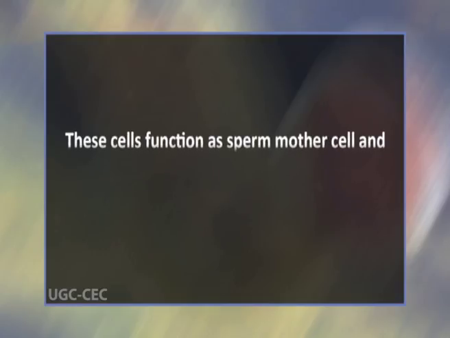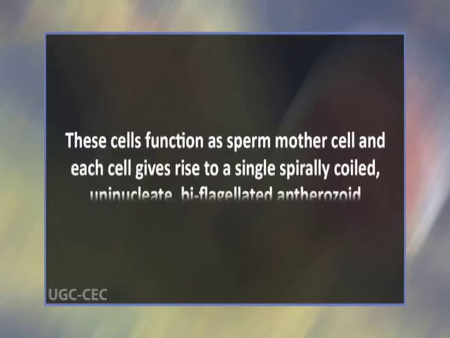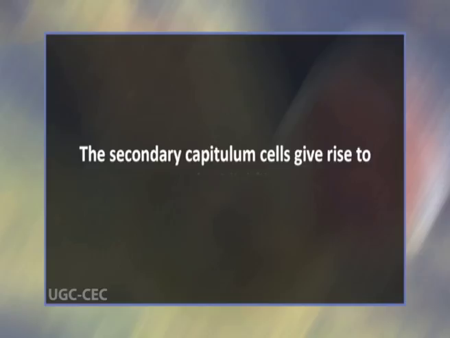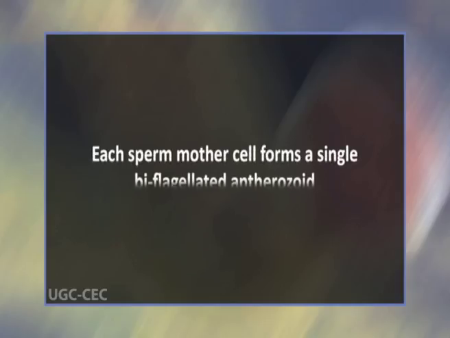These cells function as sperm mother cells, and each cell gives rise to a single spirally coiled, uninucleate, biflagellated antherozoid. The mature globule thus is made up of 8 curved shield cells, 8 elongated manubrial cells, 8 centrally located primary capitulum cells, and 48 secondary capitulum cells. The secondary capitulum cells give rise to many antheridial filaments. Each sperm mother cell forms a single biflagellated antherozoid.